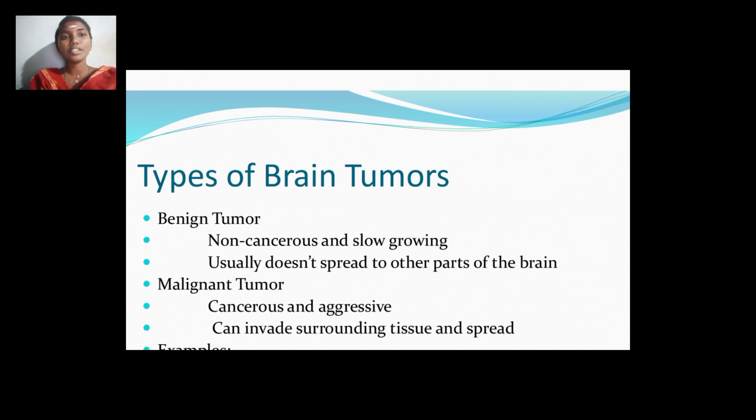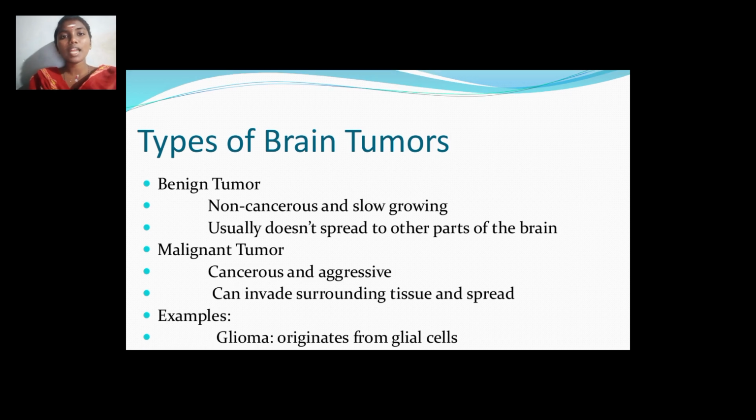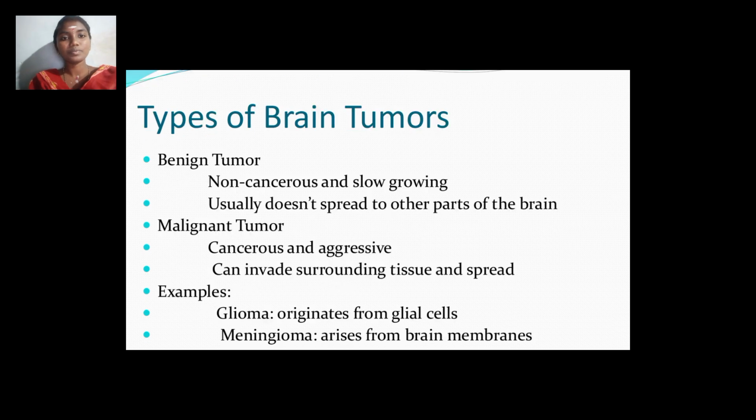And types of brain tumors. Brain tumors have two types. One is the benign tumor and the other is the malignant tumor. The benign tumor is a non-cancerous tumor. It grows slowly in the brain, but it does not spread to other parts of the brain. It stays in a single location. And the malignant tumor is made of cancerous cells. It grows fast and aggressively. It spreads to the surrounding tissues. Sometimes it causes death.